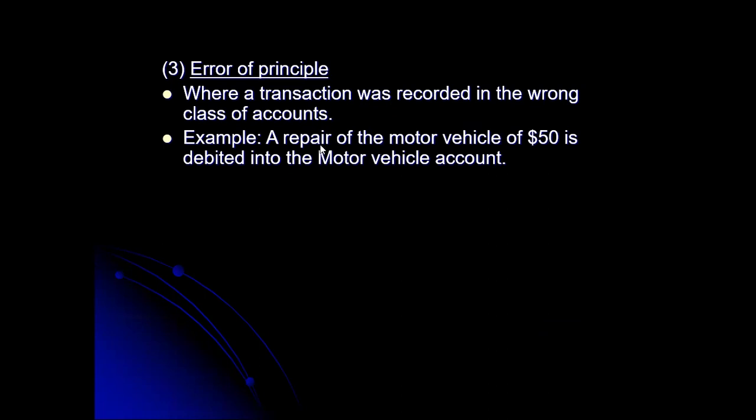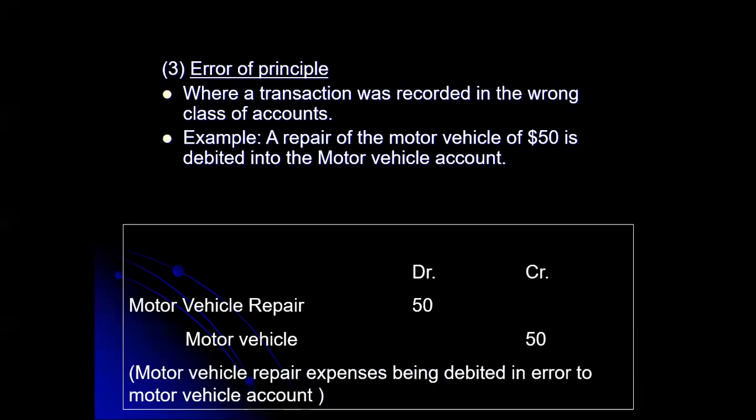So the correction is between the repair account and the motor vehicle account. Since we have wrongly debited $50 into motor vehicle account, we need to remove it from the motor vehicle account. Hence we need to credit motor vehicle and debit repair for 50. We debit repair to put it back into expenses, and we credit motor vehicle to remove it from the asset.